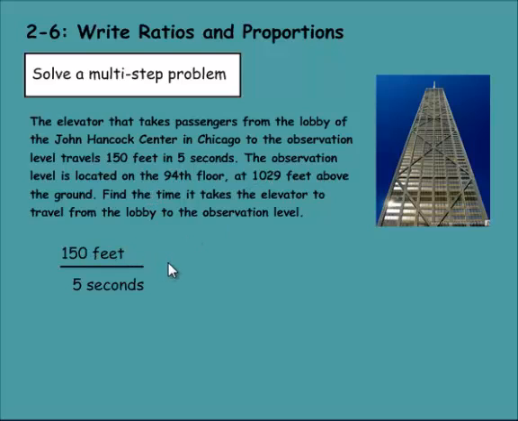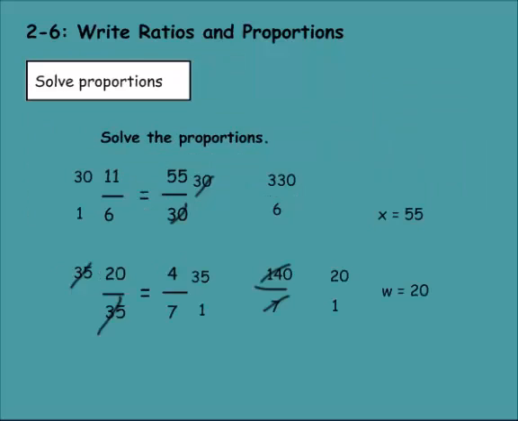Whenever you write these ratios with this equal sign in the middle, you need to have the feet with the feet, meaning if the feet are on the top here, the feet need to be on the top over here. So I would write my 1,029 feet here, because that's in feet. And then my seconds, what I need to find out is S on the bottom. This looks a little bit different from the proportions we did before. Here the S is on the bottom, and that's a little bit of a problem. It makes it a little bit harder to solve.